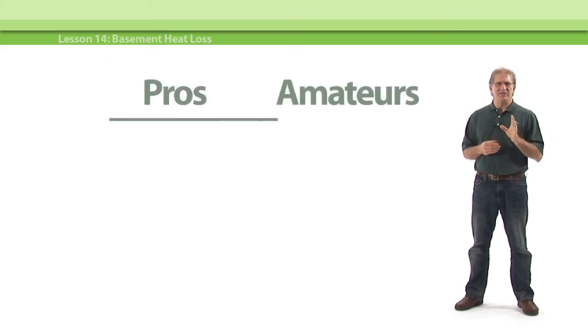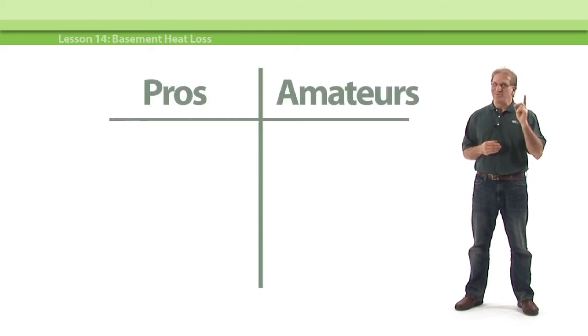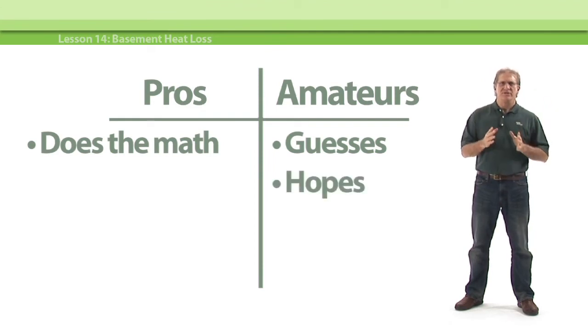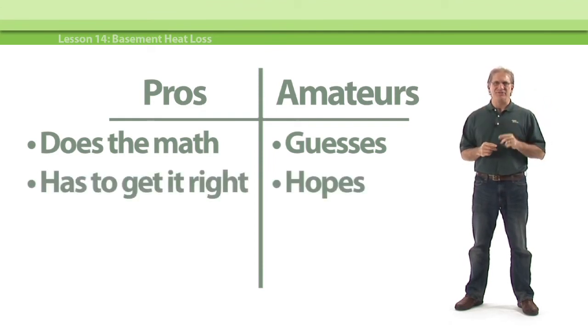As I said at the beginning of this course, one very important difference between an amateur and a professional is that an amateur guesses while a pro measures and does the math. The amateur hopes to get it right once. The pro has to get it right every single time.